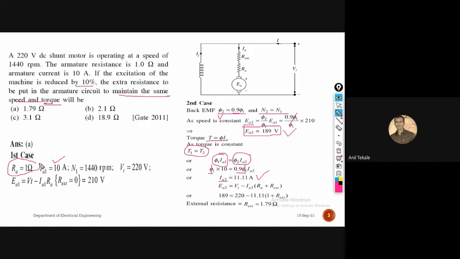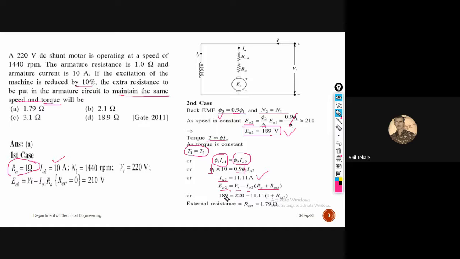We have the value of armature resistance, so we can calculate external resistance easily. So what is the formula? EA2 is equal to terminal voltage minus Ia2 into bracket Ra plus external resistance. At this point, external resistance has to be calculated, right? As we don't know the external resistance, we will take it as Rext.